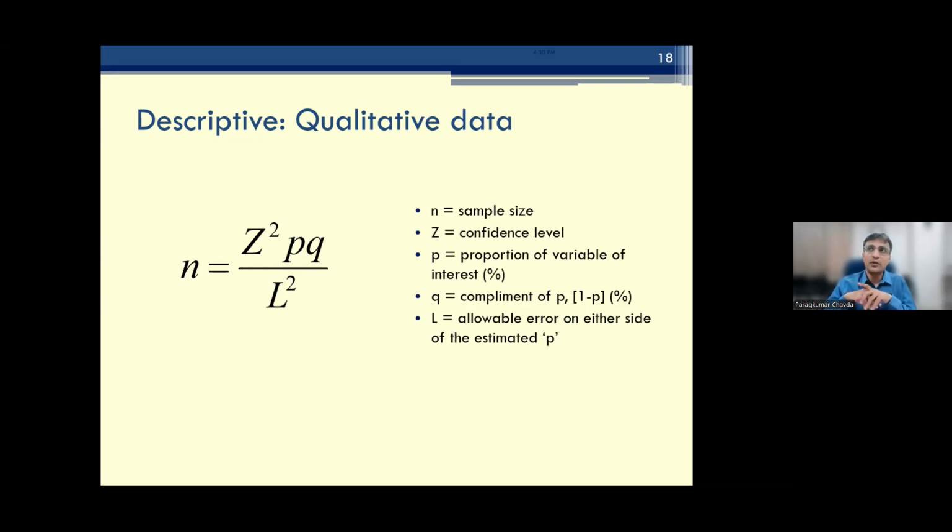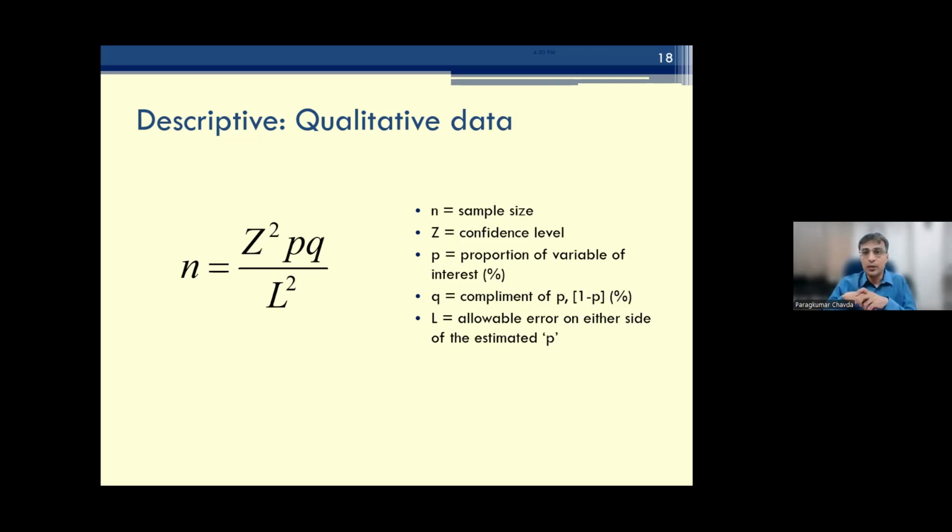So for example, if I wish to find out what proportion of medical students are under stress, I might be interested in finding out what's that proportion. And previous studies might say that 20% of medical students are under stress. Q becomes a complement of P, which means that 80% of students would not be under stress. So this is what we feed in the formula based on previous studies, our own clinical experience, or maybe if that data is not available, we do some kind of a pilot study and find out roughly what's the expectation that we have.